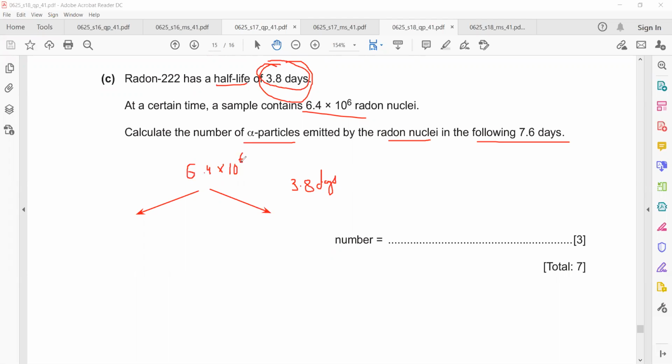Now 6.4 exponent 6 was the original. After half-life, half will be stable and half will be unstable. So after half-life, half of 6.4 is 3.2. So 3.2 into 10 to the power 6 will be stable. Stable means does not emit out radiation. And 3.2 into 10 to the power 6 are still unstable. Unstable means emitting out radiation. Then after a further 3.8 days, because 7.6 days means a total of 2 half-lives.